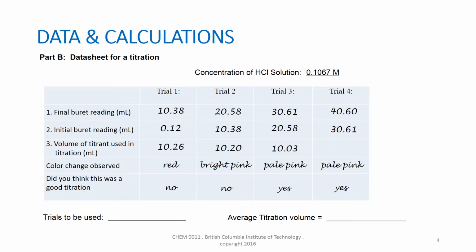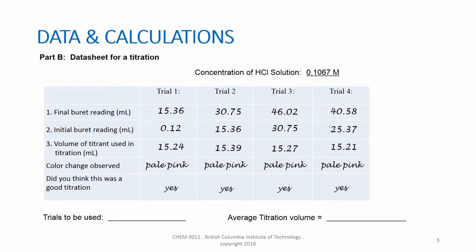Trials 3 and 4 are also within 0.10 milliliters of each other, and their endpoints are the desired pale pink color. In this example, trials 3 and 4 are used to calculate the average titration volume. The average of 10.03 and 9.99 is 10.01. When considering which trials to use, remember that errors introduced during pipetting will not show up as a poor color change observed at the titration endpoint.